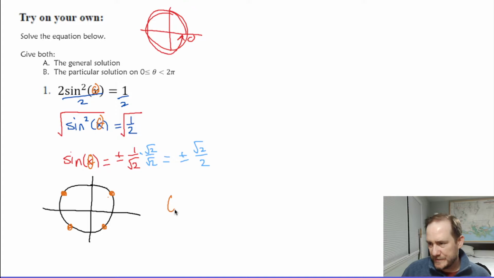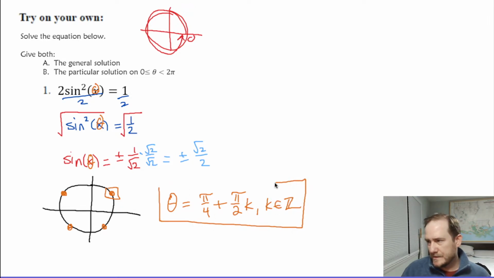So our solution set will be theta is equal to, now for the general solution, I want every single angle. So that's when we'd have to take the first one, let's say pi over 4, and then add to that the number of degrees that would rotate me onto the next one, next one, next one, next one. So those are 90-degree rotations. So that's pi over 2 times k, where k is an element of the set of integers. So that is the general solution.